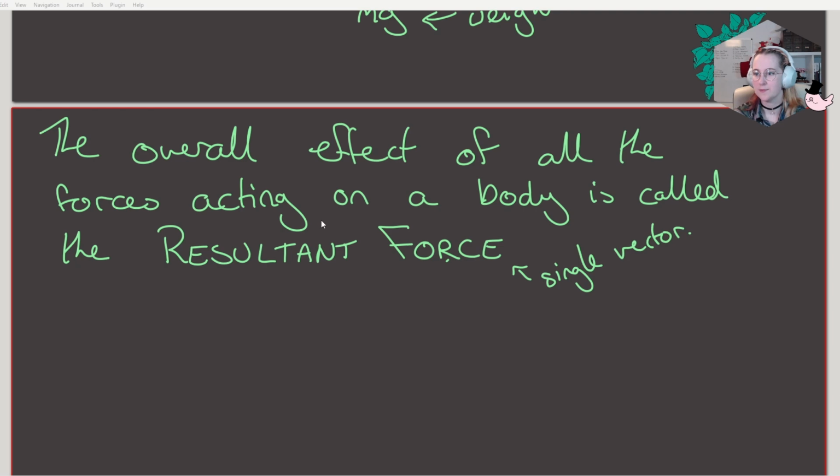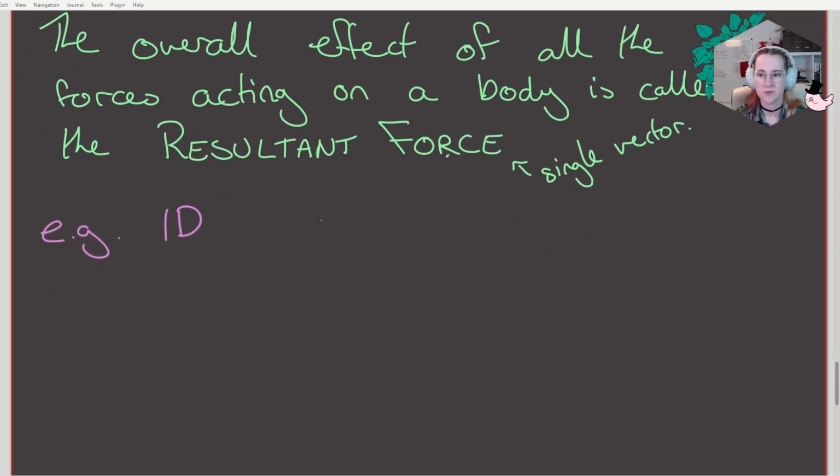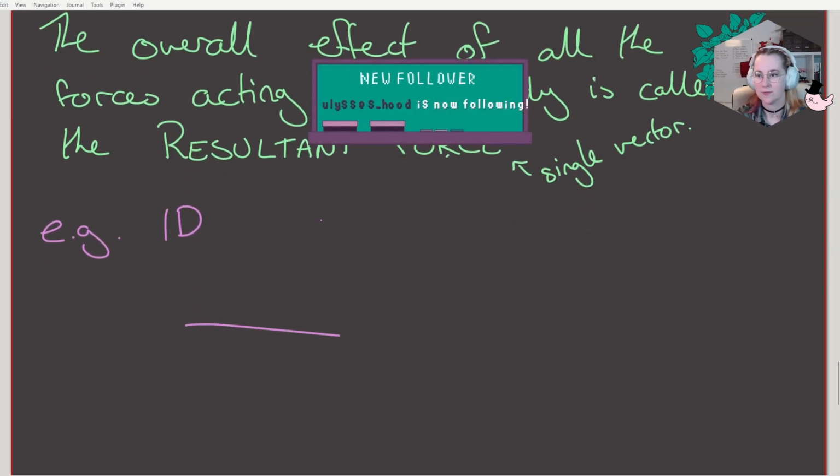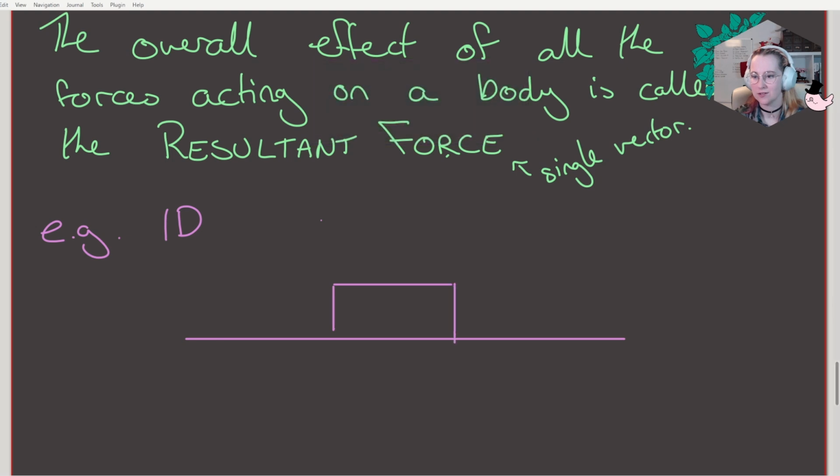So as an example, we're just looking at 1D for the minute. Say I have a box on a surface, and don't worry about friction for the minute. I have a body on a surface. I'm not even going to worry about the reaction force. There is some reaction force going on, doesn't matter too much. There's some mg.